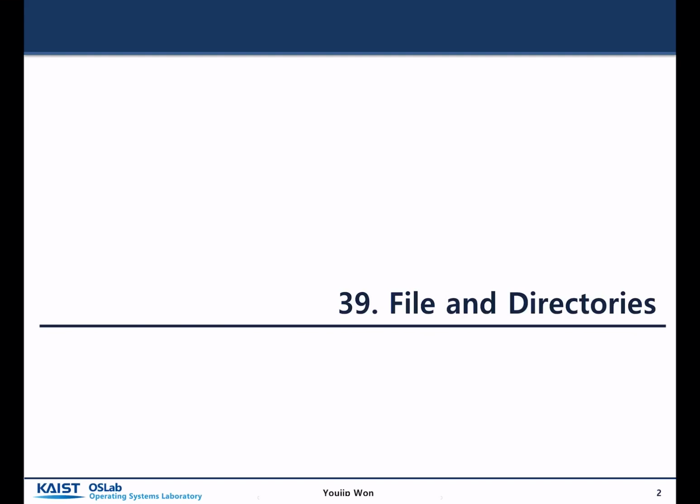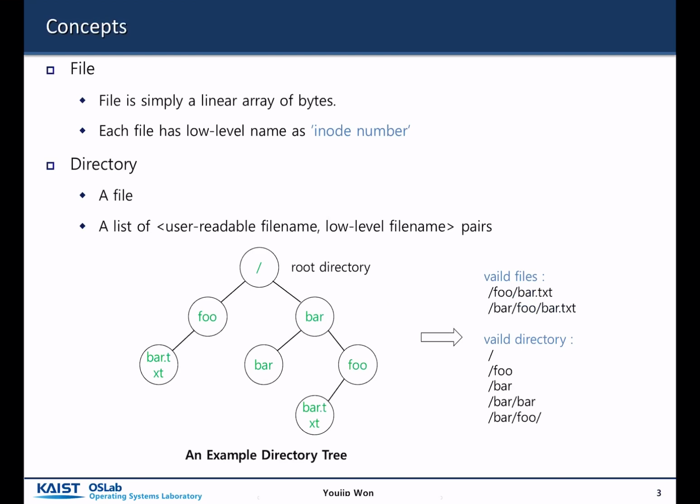The title of today's lecture is Files and Directories. Let me first explain the concept of file. A file is a linear array of bytes. These are our bytes. That's the definition of the file in Unix.